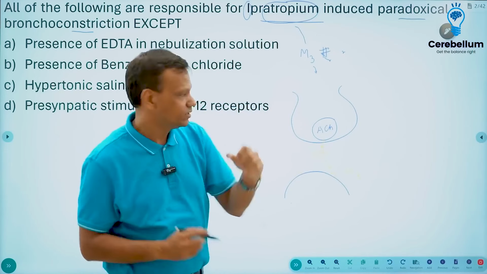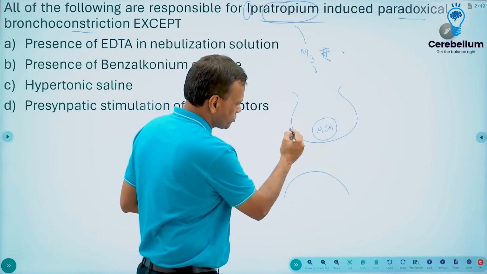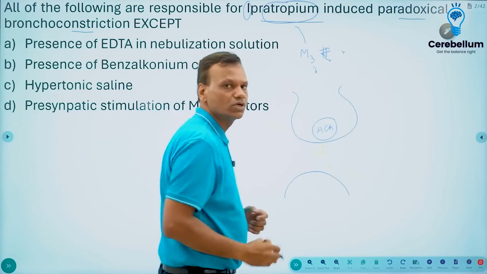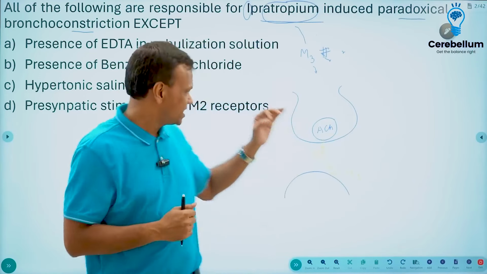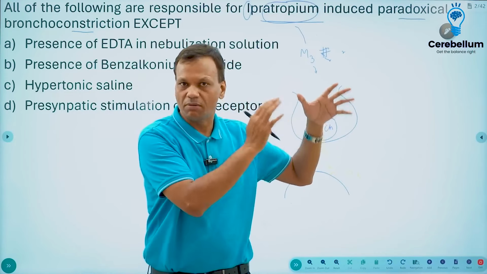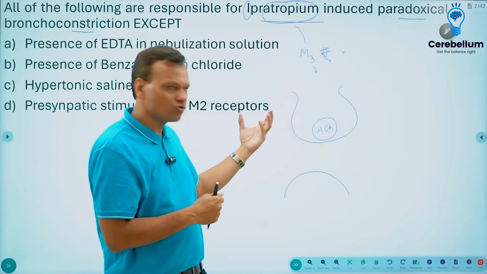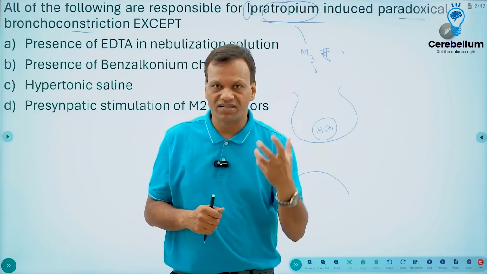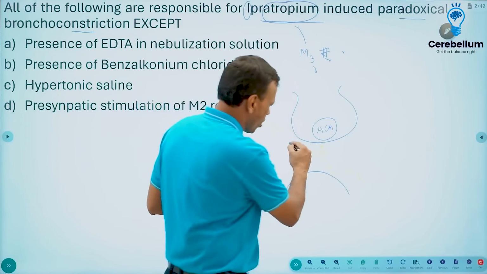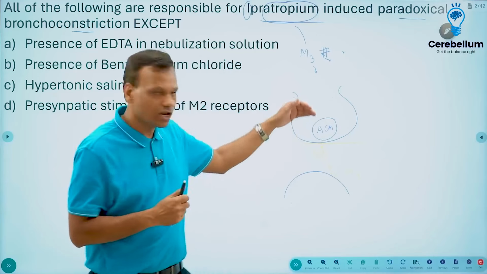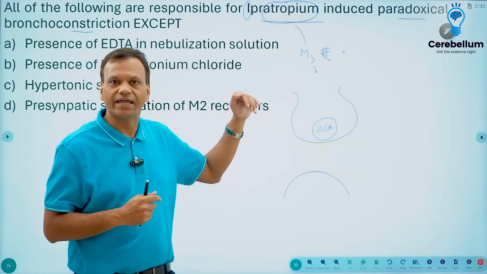But one receptor is present here also, primarily M2. This receptor is called the presynaptic receptor. Just like the alpha-2 receptor, it acts like a brake. What is the meaning of brake? Whenever we stimulate the M2 receptor, it will stop the release of acetylcholine. Acetylcholine will not come down. So M2 is acting like a brake.